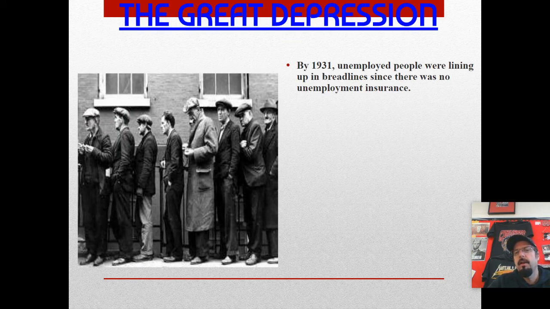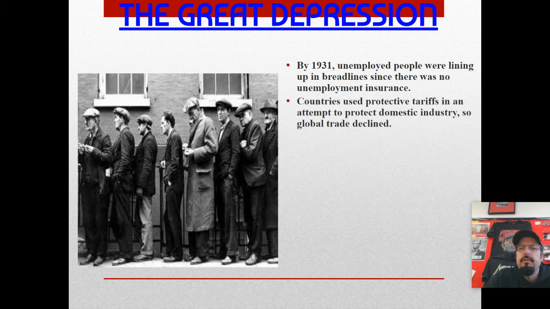By 1931, unemployed people were lining up in bread lines since there was no unemployment insurance. There was no social security. There was no welfare state. Countries used protective tariffs, barriers, quotas, taxes in an attempt to protect their own industries. And that further slowed things down internationally.